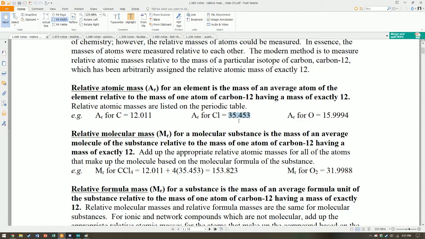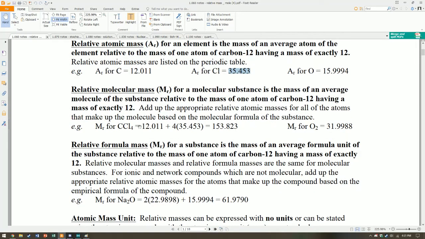Relative molecular mass is just the mass of a molecule, and the way you determine that is you take the sum of each atom in the molecule. So you add up the individual masses that make up the molecule. For example, for carbon tetrachloride, there's one carbon atom, which has a mass of 12, which you can get off the periodic table. Then there are four chlorine atoms, which each have a mass of 35.45. So the total calculation is 12 plus 4 times 35.45. For O2, there are two oxygen atoms, so we just take this mass and double it.